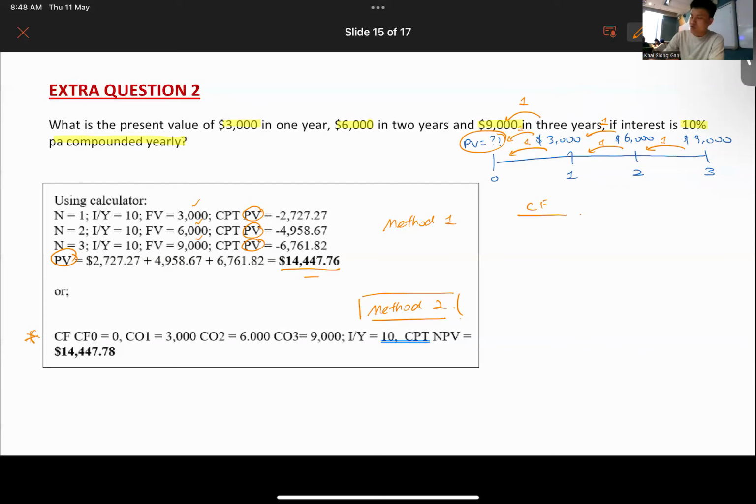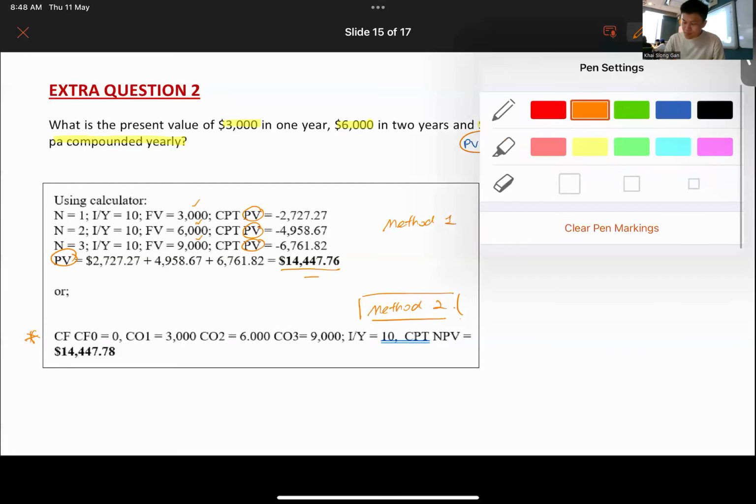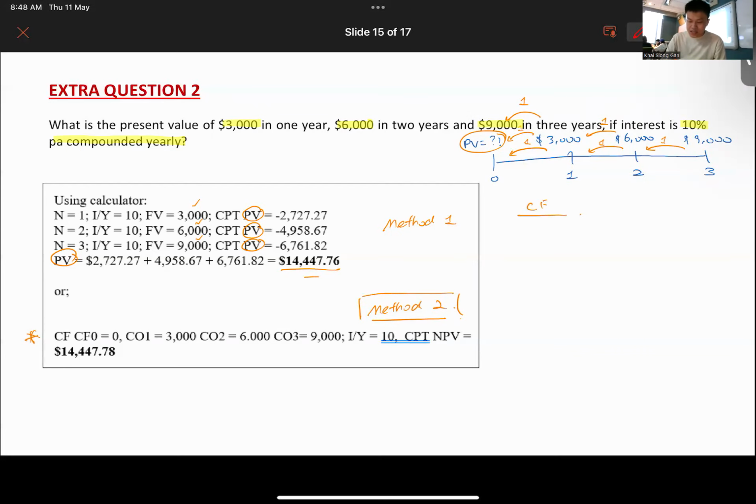Okay, so use your calculator first. Okay, now new things ready. You press cash flow first. Okay, first you need to press second, clear TVM. Second, clear TVM, and then you press cash flow. Okay, so first of all, once you press cash flow, the calculator will ask you CF0 is how much. CF0 is 0, okay.